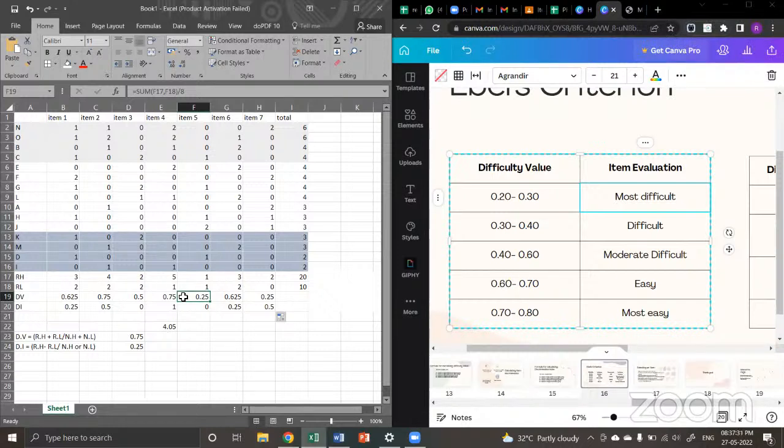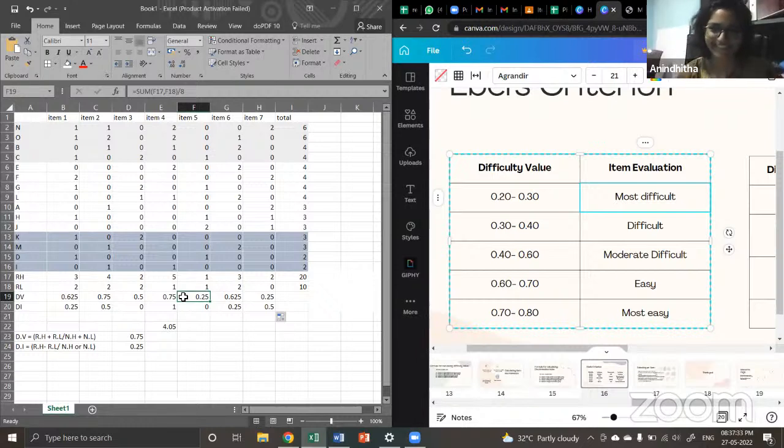So we've already cut off that limit, right? We have cut off that limit: less than 20% and more than 80% difficulty are not to be accepted at all. That's the entire point of having interpretations in between these two cutoffs. But here also, if we have an interpretation that says most difficult, it's still subject to a little bit of improvement. We can make it difficult or moderate difficult.